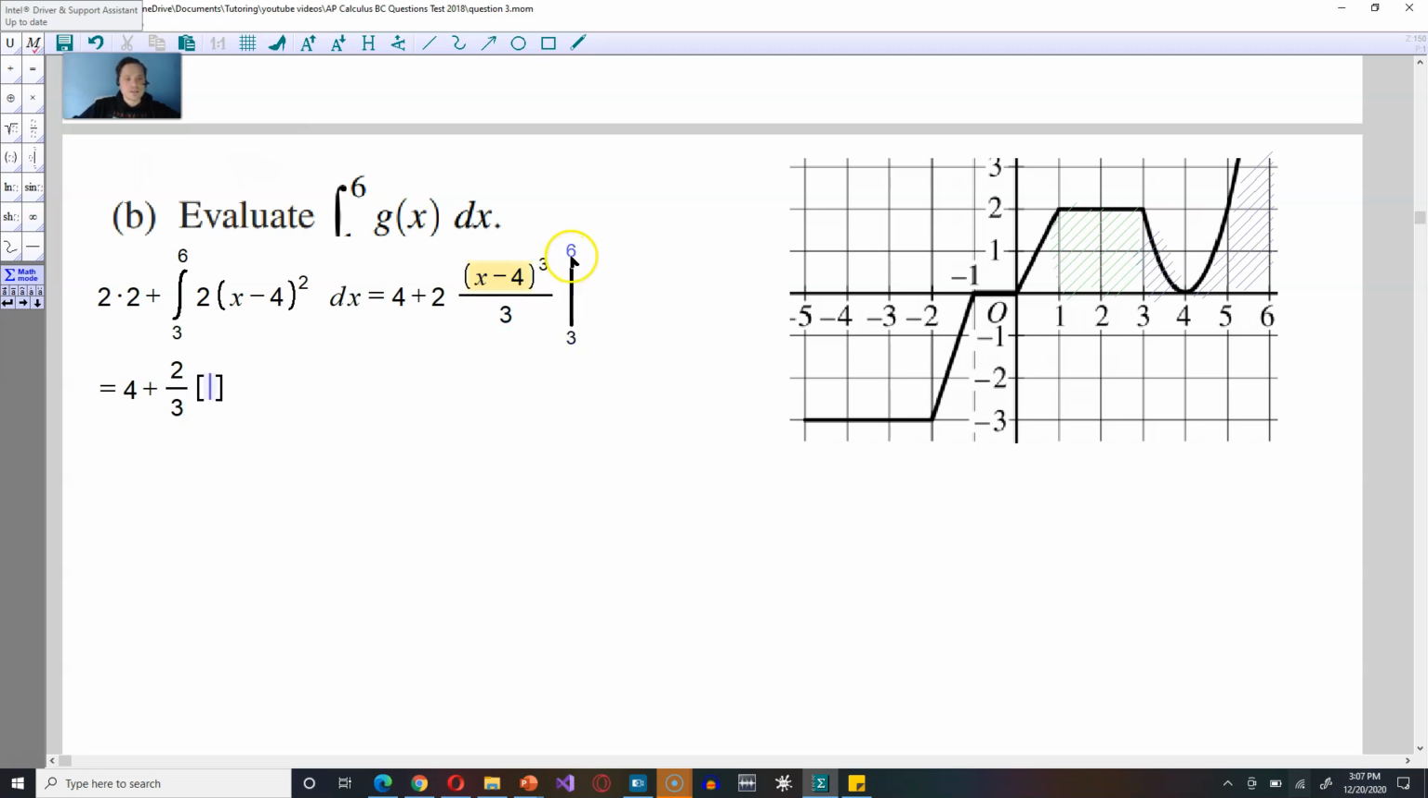So when that 6 goes in, you're going to have 6 minus 4 cubed. 6 minus 4 is 2. 2 cubed is 8. When 3 goes in, you're going to have 3 minus 4, which is -1. -1 cubed is -1. So it's going to be minus a -1. Be careful with the 2 negatives there. And then after that, it's going to be 4 plus, and then here 2/3, times 9, essentially, this way, which is then 10, and that is the correct value.